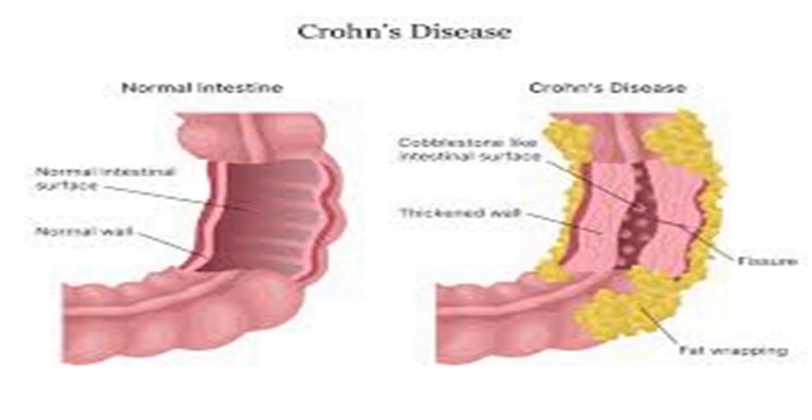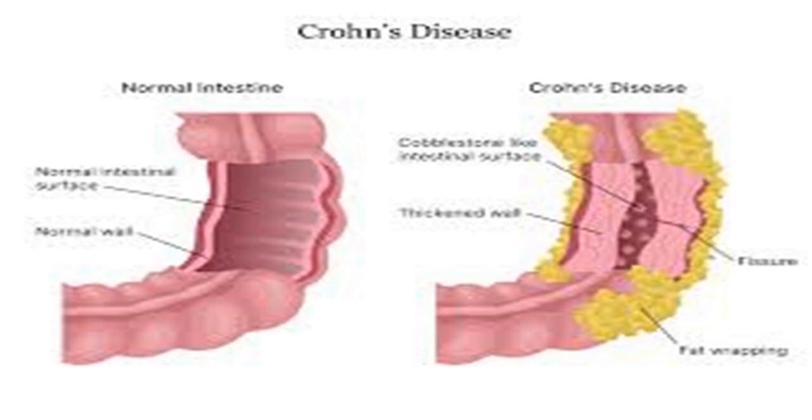Environmental factors. Smoking is a significant risk factor and can worsen the severity of the disease. Diet, pollution, and exposure to certain bacteria or viruses may also play a role in triggering the disease, though the exact relationship is unclear. Age and gender. Crohn's disease can develop at any age, but it is most often diagnosed in young adults between the ages of 15 and 35. Men and women are equally affected.